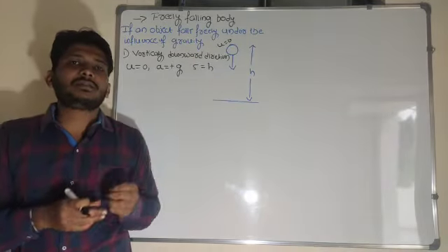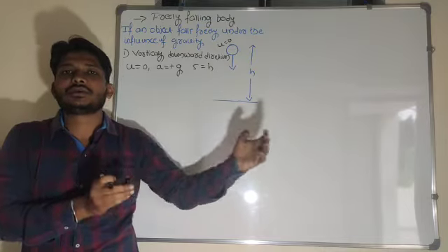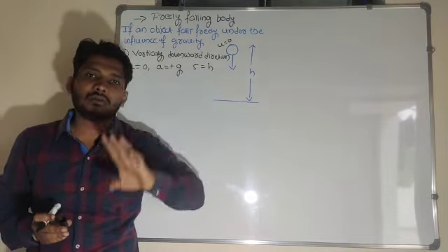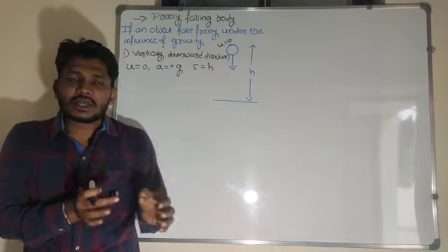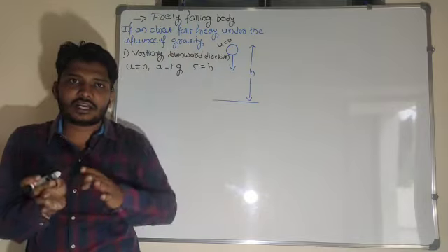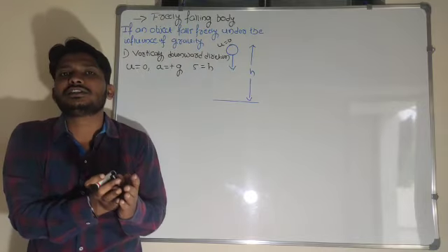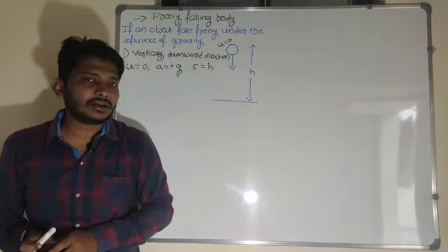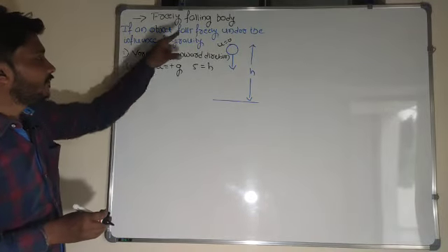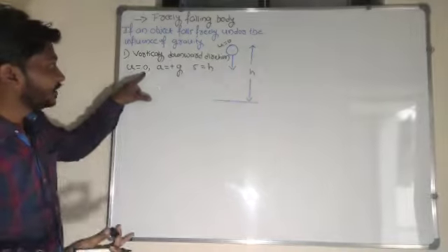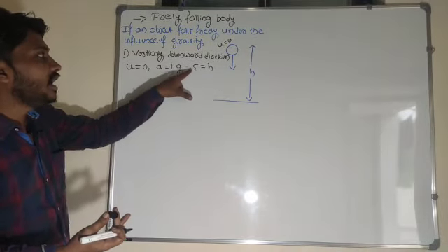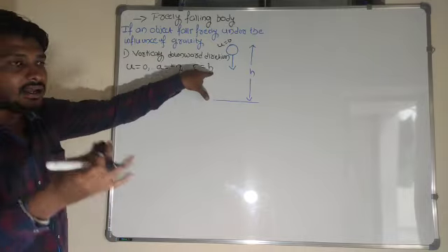In the case of kinematic equations, the equations we derived are applicable only for horizontal motion of the object. If the object is moving vertically upward or vertically downward, I need to make certain changes in the kinematic equations. For that purpose, for a freely falling body the initial velocity is 0, the acceleration is equal to the acceleration due to gravity, and the distance I can consider as the height.